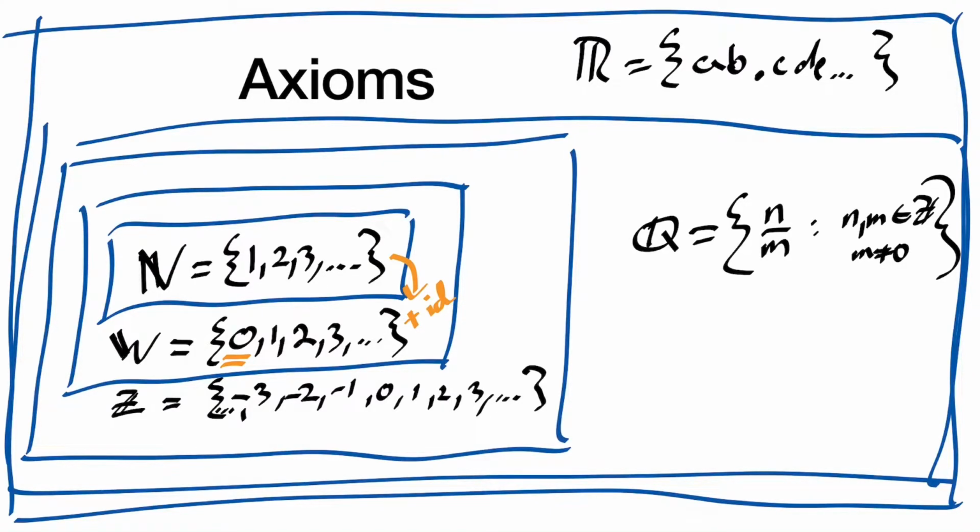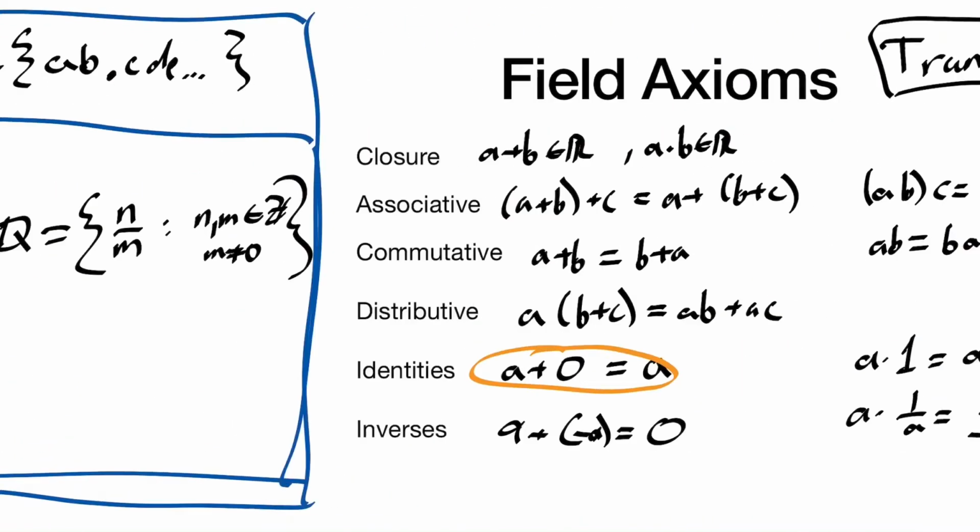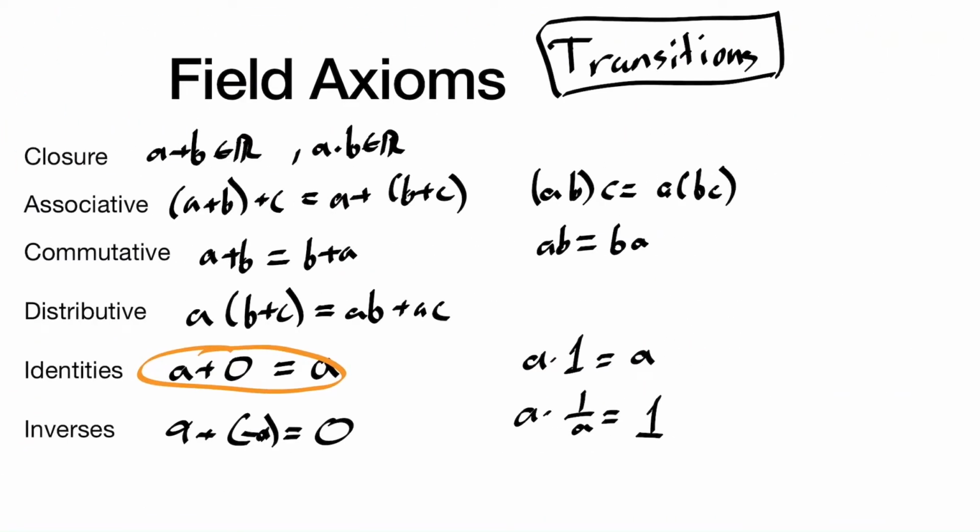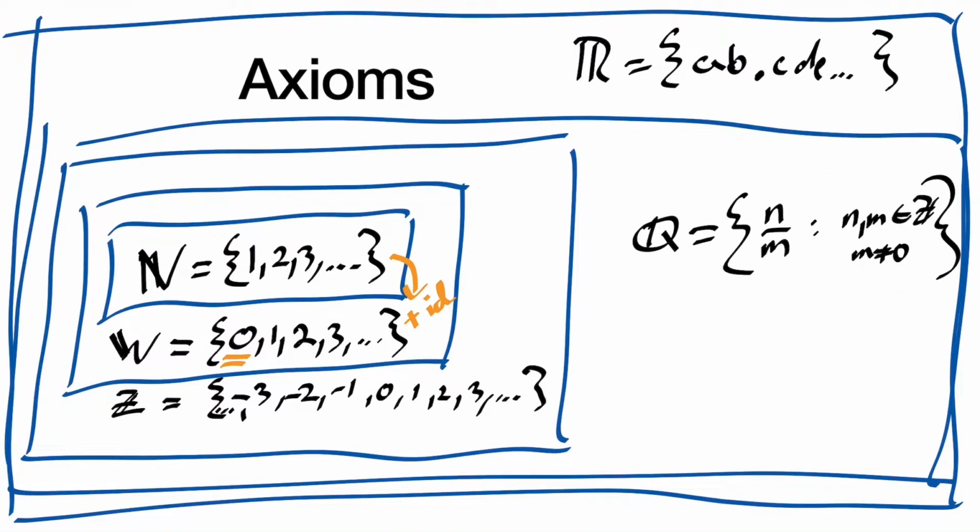So it's like we've added an axiom. As I look through here, the natural numbers are closed, associative, commutative, and distributive, but they don't have these inverse and identity laws. So in order to add this one identity law, we needed to move from the natural numbers to the whole numbers. Now similarly, when we move from the whole numbers to the integers, what did we add?